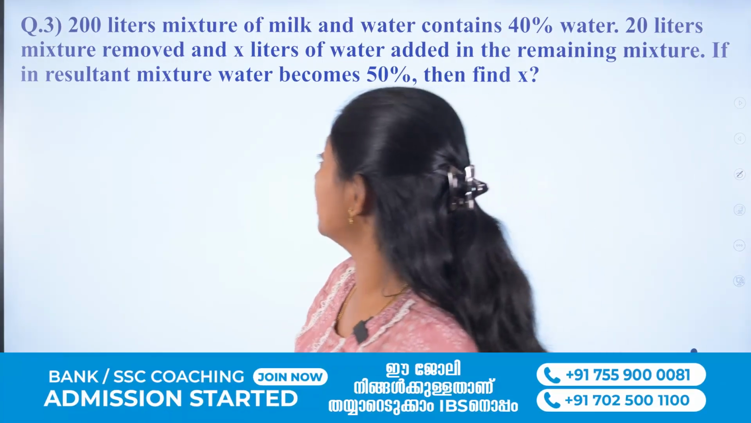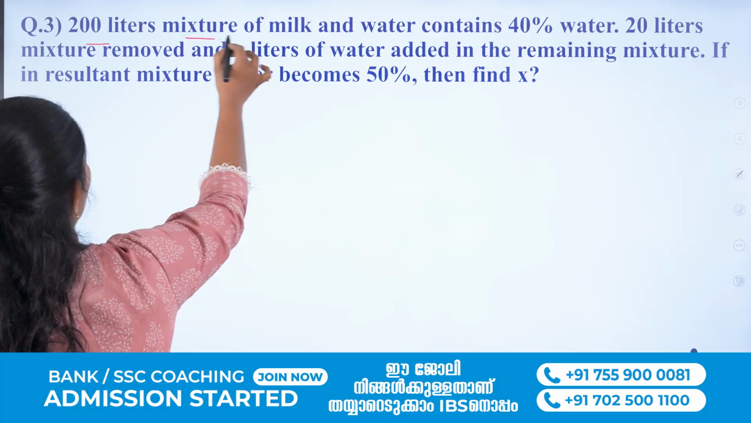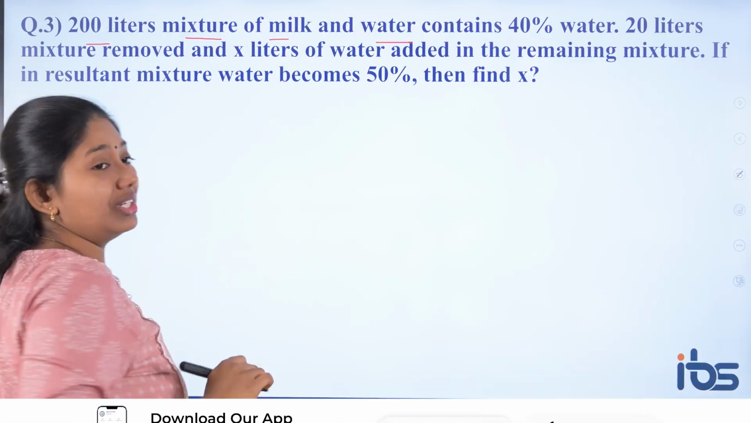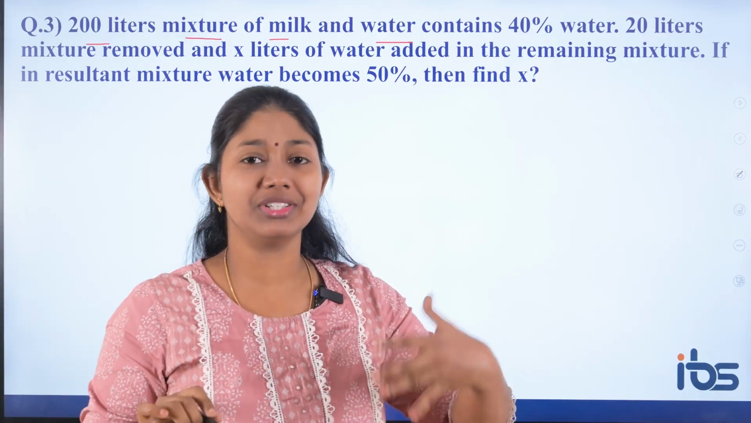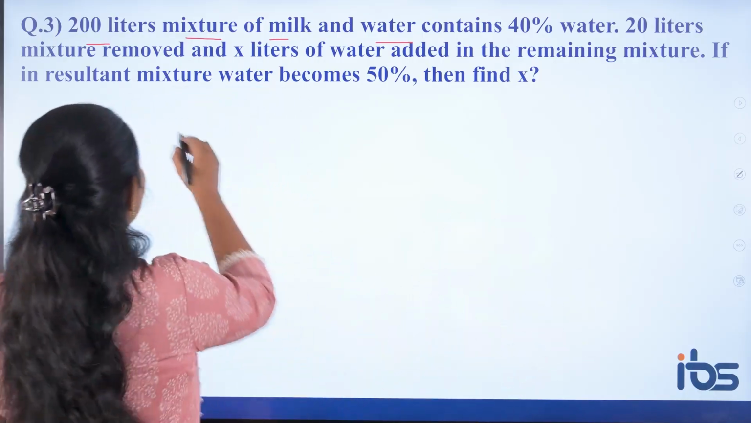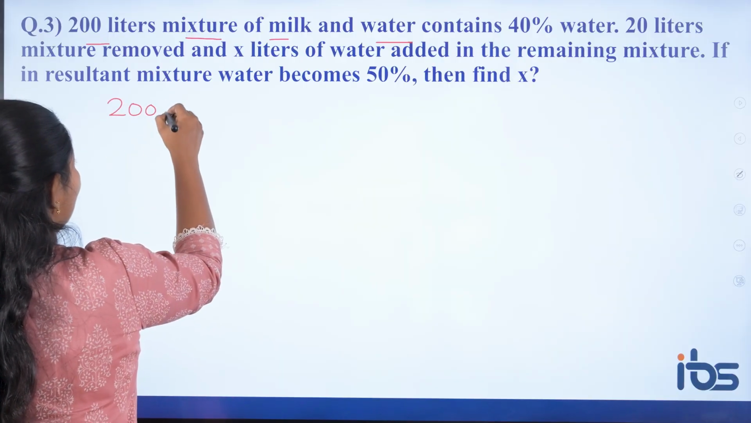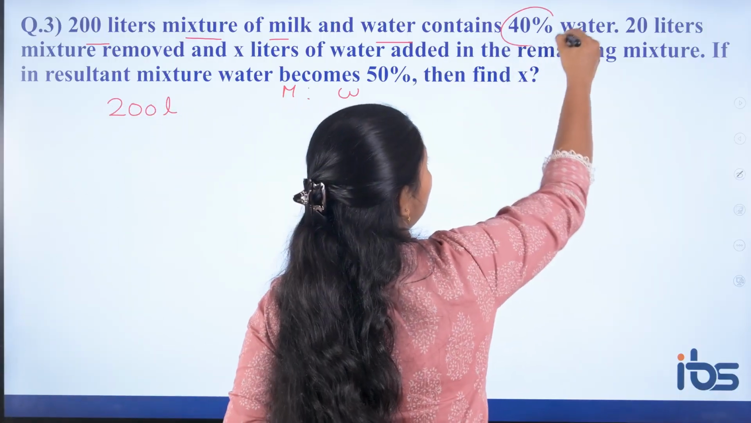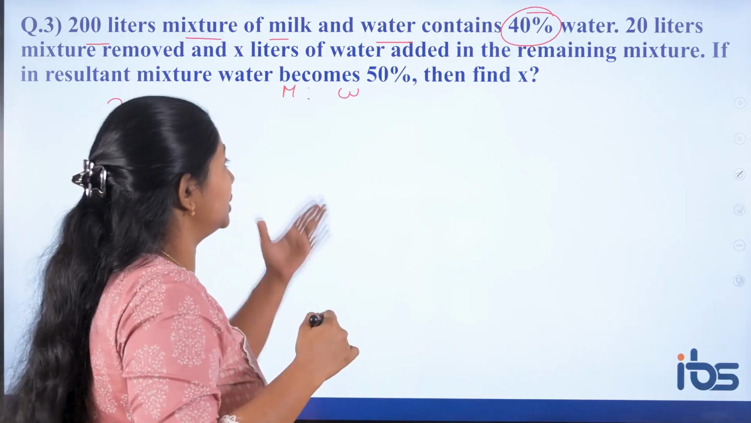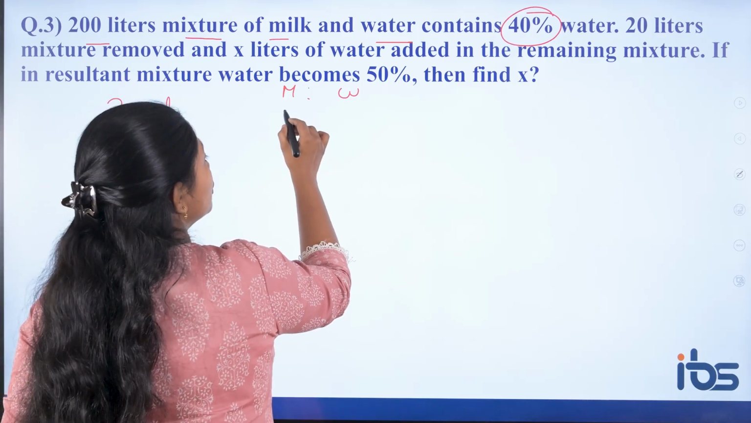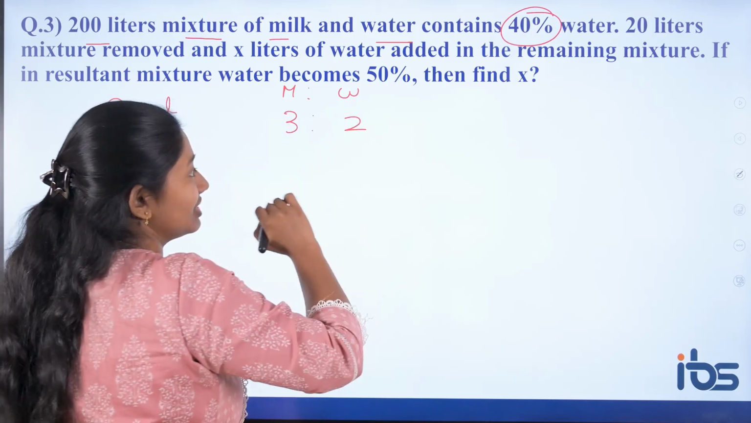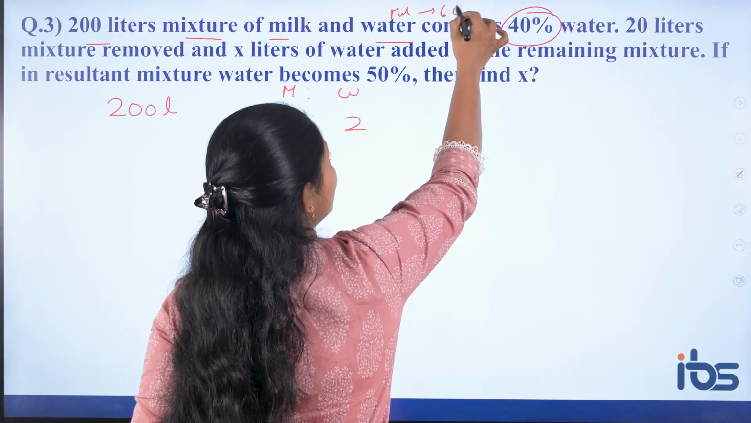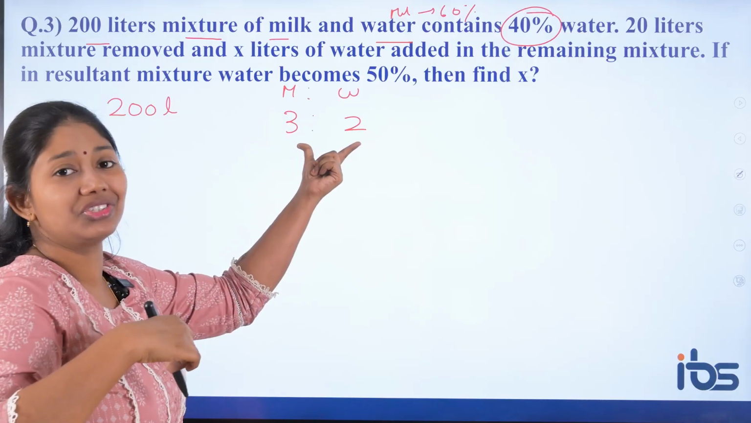So, moving on to the next one. 200 liters mixture of milk and water contains 40% water. So, this mixture is composed of 100%. 100% is nothing but 200 liters quantity given. So, if you are taking it that way, milk to water, water is 40%. If water is 40%, milk will be 60%. So, milk will be 60 and water 40, the ratio is 3:2.